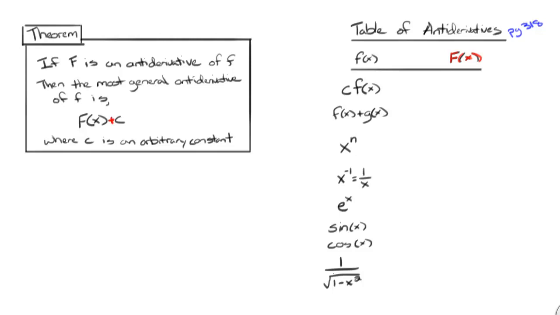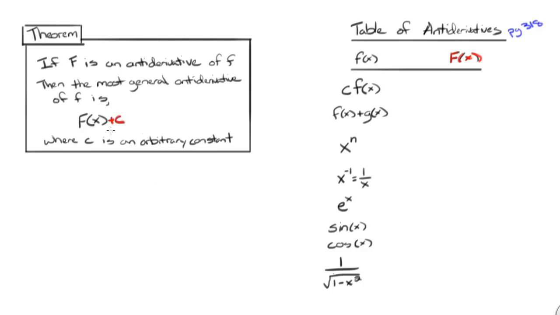All right, before we get to our second example, let's look at a theorem and then a table of some antiderivatives. First, if big F is an antiderivative of little f, then the most general antiderivative is big F of x plus c. I probably should say capital F of x, but big seems like more fun.